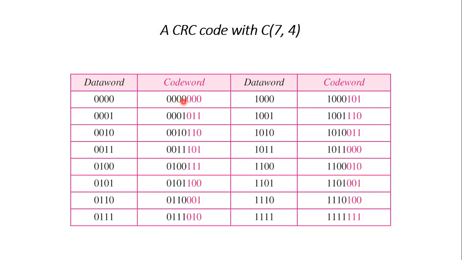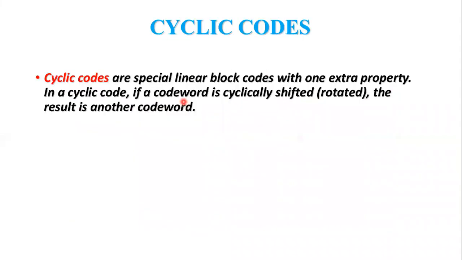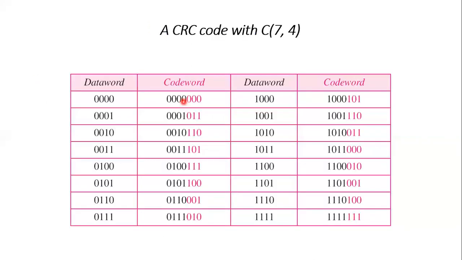Cyclic redundancy check. CRC means a cyclic redundancy check. We can create cyclic code to correct errors. The cyclic codes in a category are called the cyclic redundancy check, CRC, that is used in networks such as LAN and WAN. So this table shows an example of the CRC code.